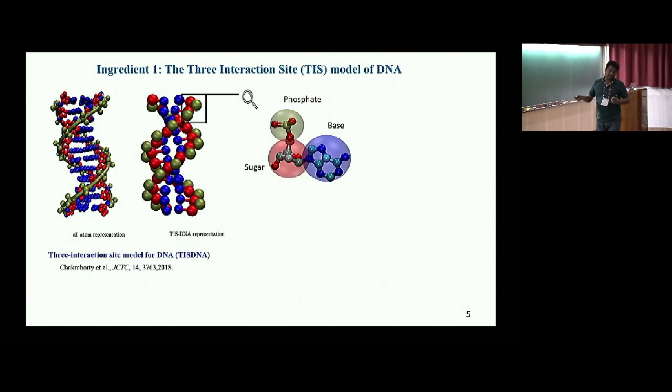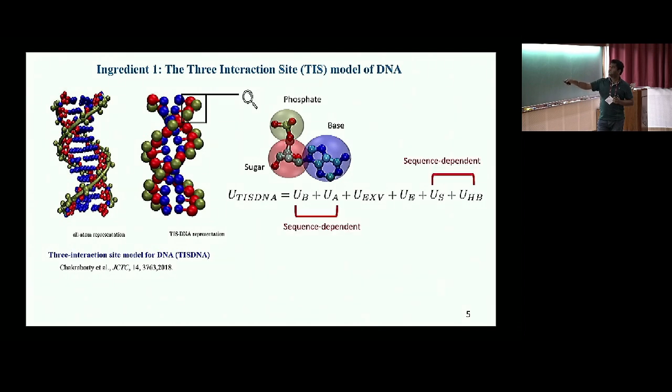So let's talk about the first ingredient in our model, which is this 3-interaction-site model of DNA, which we have discussed in this paper. Here, each of the nucleotides in the DNA is represented using 3 interaction sites: one placed on the sugar, one placed on the base, and one placed on the phosphate. And this is the energy function, as you see. It has the typical terms for bonded interactions, angular interactions, excluded volume, electrostatics, and perhaps the key ones here are the stacking and hydrogen bonding terms, and these are all sequence dependent.